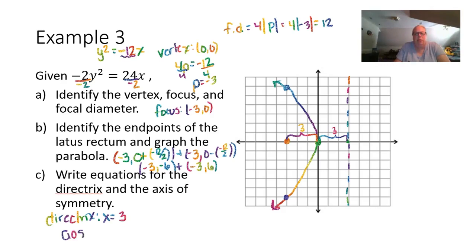Now the axis of symmetry, since this parabola is opening up to the left, the axis of symmetry is actually going to be a y equals equation, because remember we're looking for the line that goes through the vertex. Here it is. This is the line that goes through the vertex of the parabola, and the equation of this line is y is equal to 0.